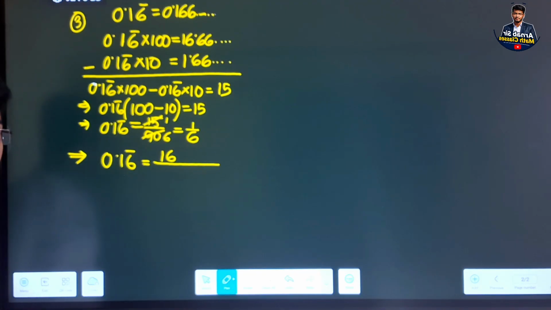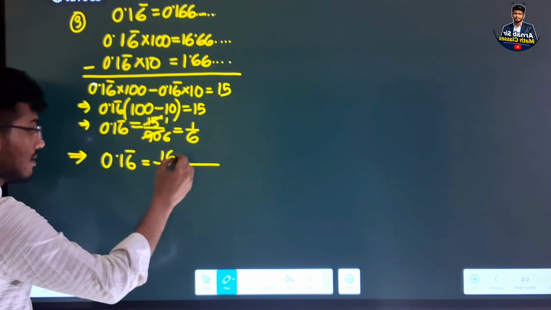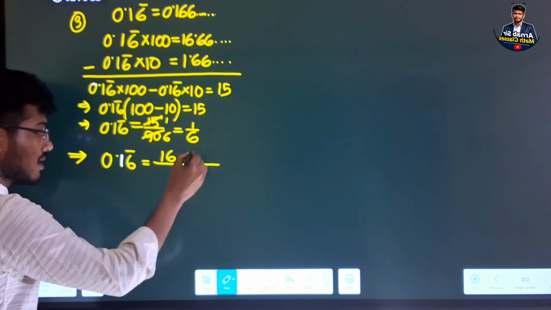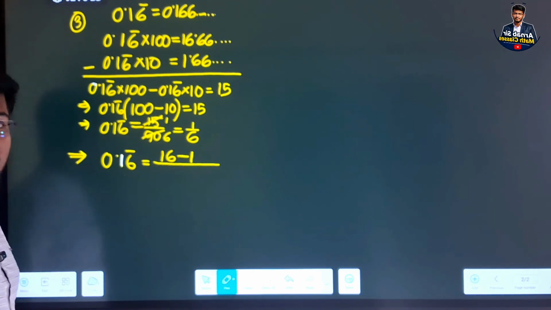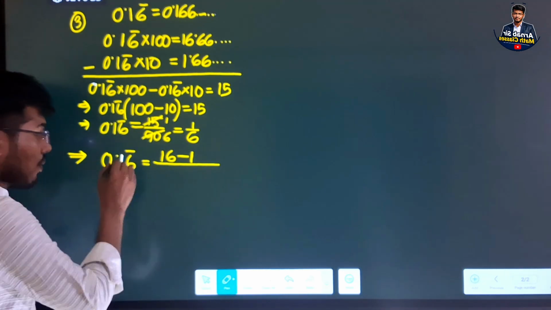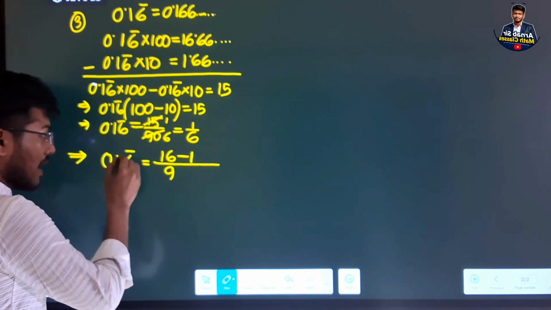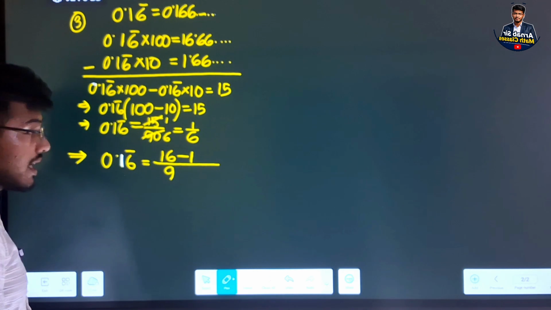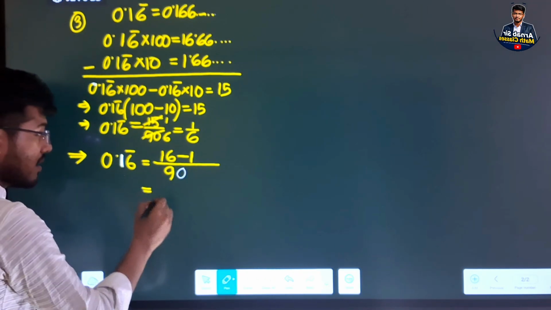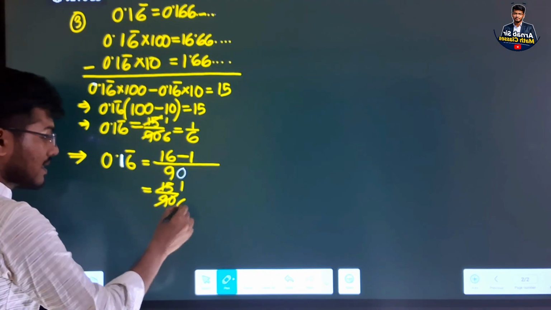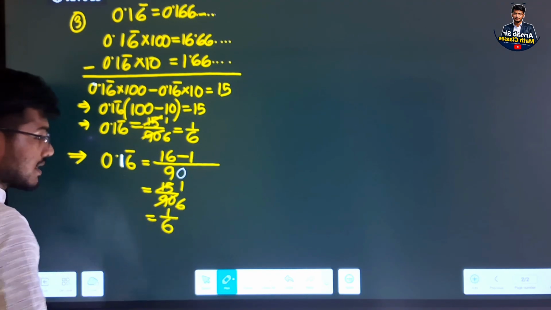Then you subtract which number? This is non-recurring number, that means subtract by 1. Then you have to find how many digits are in the recurring place. So obviously one digit, that means 9 is there, and how many digits are in non-recurring place? 1 digit is there, that means 0 is there. So the answer is 15 by 90. If you cut the number, it is 1 by 6. So answer is 1 by 6.